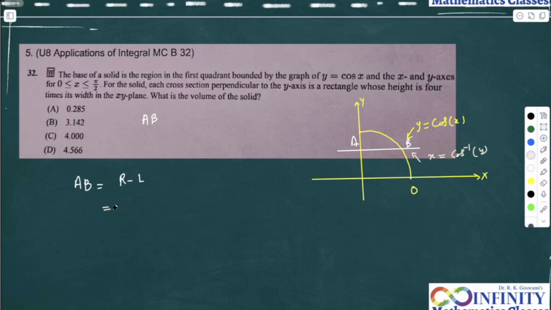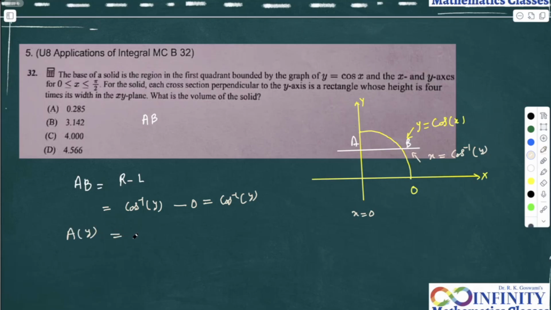So basically, right side is going to be your cos inverse y there. What is left hand side? Then what are the values of x? The value of x for this y-axis is going to be 0. So I will be having only cos inverse y there. Do you agree? Right.